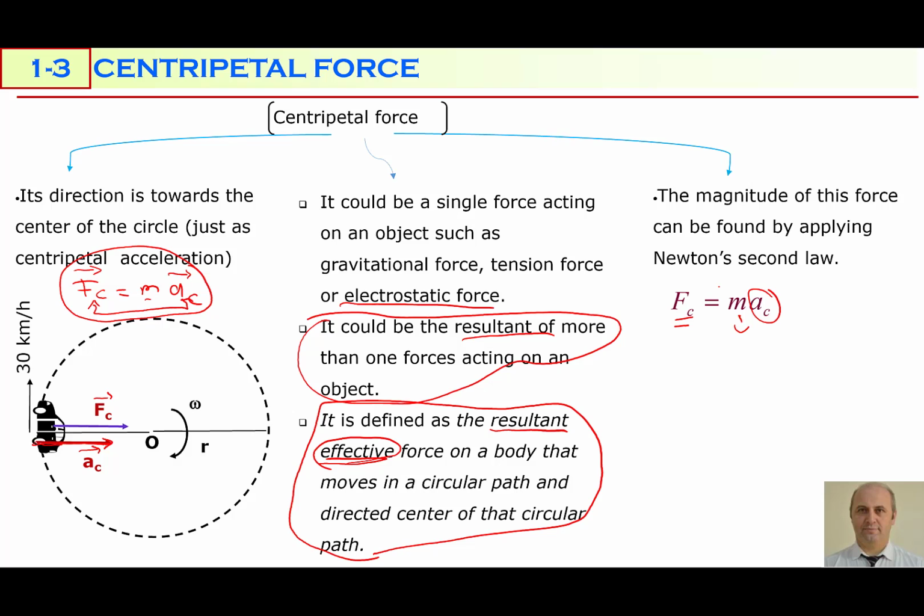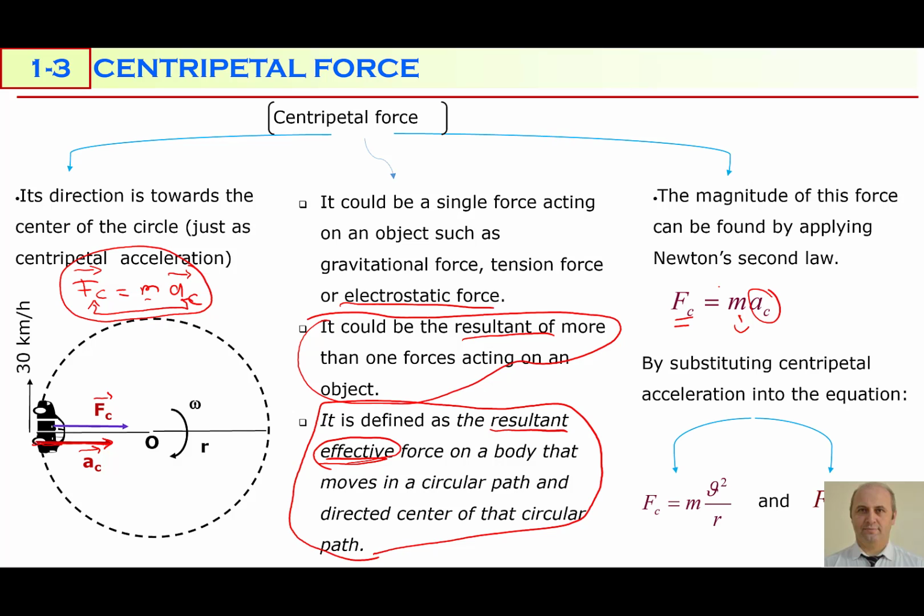Fc is equal to mass times Ac. And centripetal acceleration can be written in two alternative forms, depending on whether tangential speed or angular speed is given in the question. If tangential speed is given, you are going to use this equation, m vt squared over r. But if the angular speed is given, you are going to write this equation, m r omega squared.